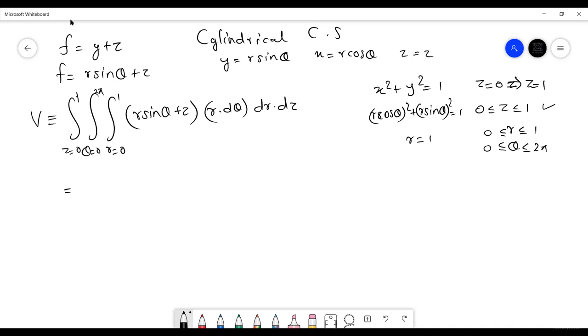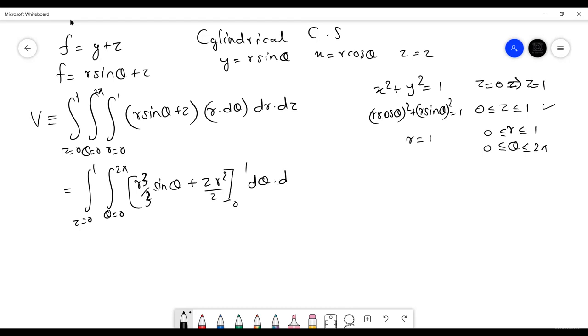I'll just integrate by r first. If we integrate by r, we get theta from 0 to 2 pi and z from 0 to 1. When we integrate by r, it is r cubed by 3 sine theta plus z r squared by 2, from 0 to 1, into d theta into dz. So this gives us sine theta by 3 plus z by 2. So here it's a double integral, into d theta into dz.